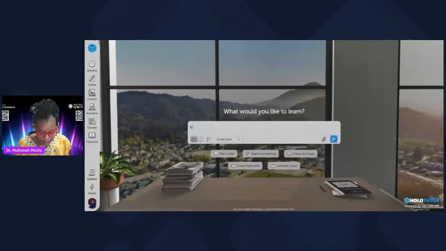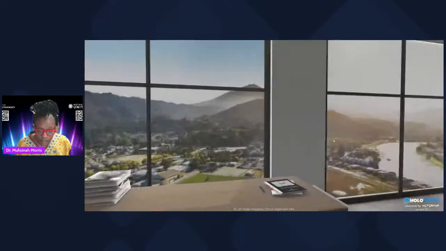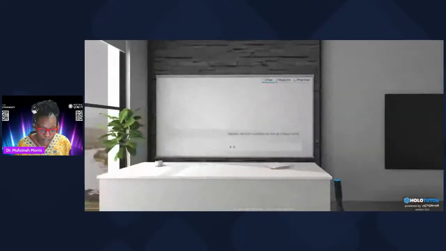But I am going to ask it to explain atomic number. And I'm just going to say at a basic level. I'm going to choose high school because most high school students also use it. And I want it at a pretty basic level.